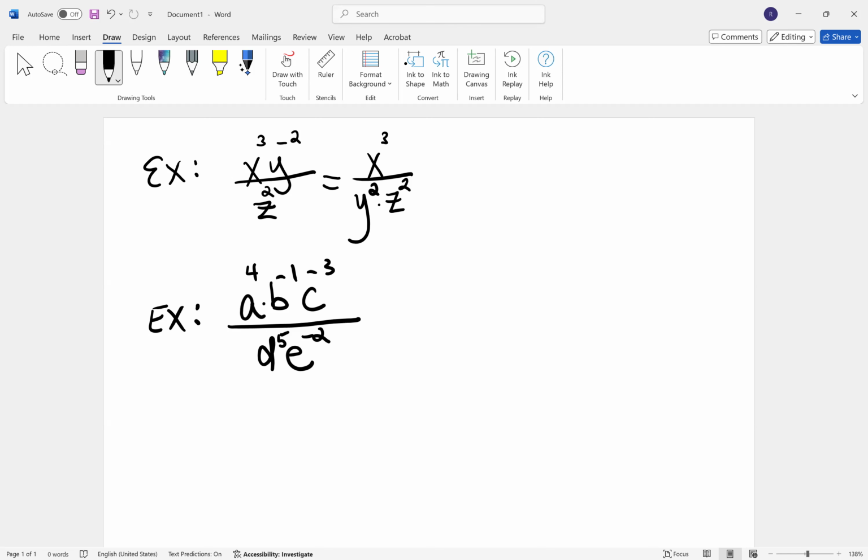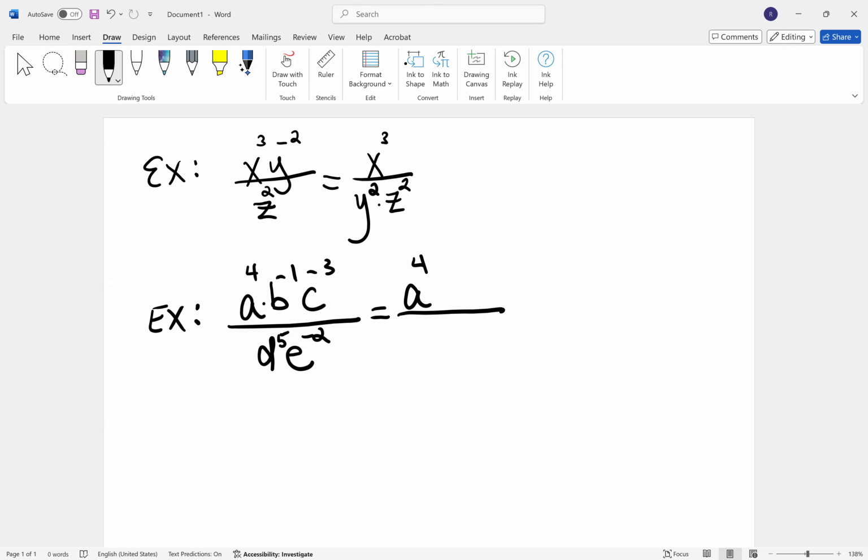But they all live in this big fraction. So since b to the -1 and c to the -3 are in the numerator, when I take the reciprocal, they're going to move down to the denominator. And then e to the -2, since I want to take the reciprocal of that and it's already in the denominator, that's going to move to the numerator. And e to the -2 is going to become e to the +2 in the numerator. So we're going to end up with a to the 4th.